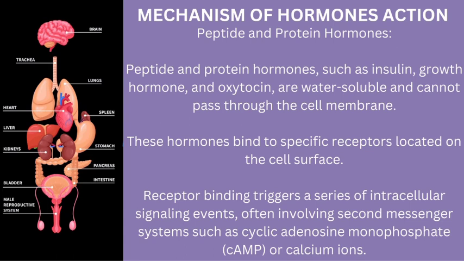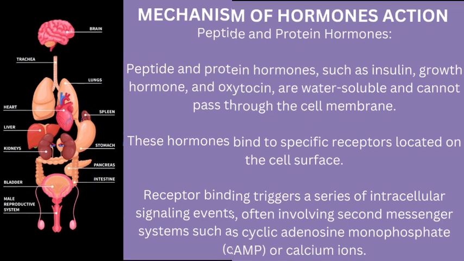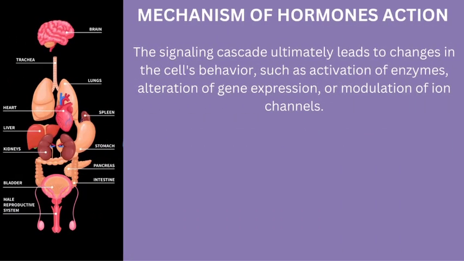Receptor binding triggers a series of intracellular signaling events, often involving second messenger systems such as cyclic adenosine monophosphate (cAMP) or calcium ions. The signaling cascade ultimately leads to changes in the cell's behavior, such as activation of enzymes, alteration of gene expression, or modulation of ion channels.